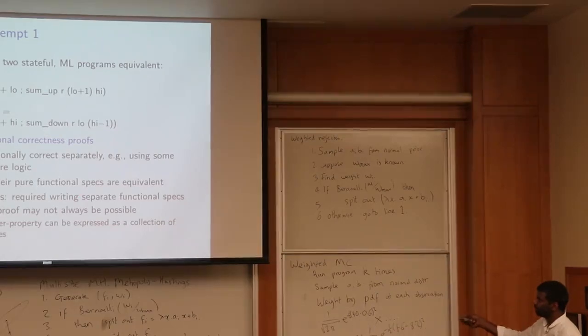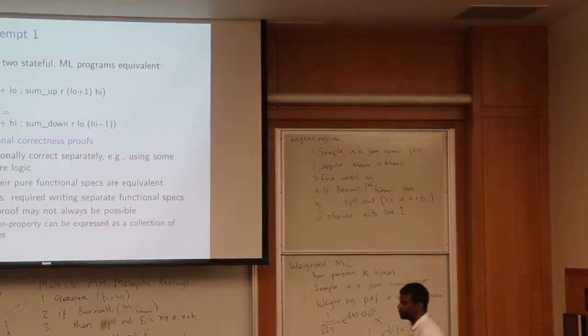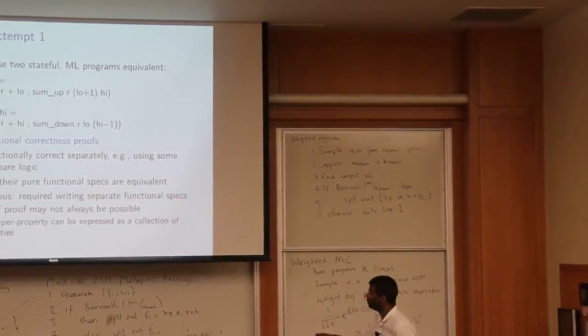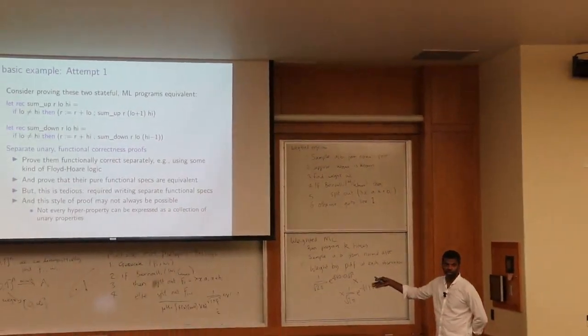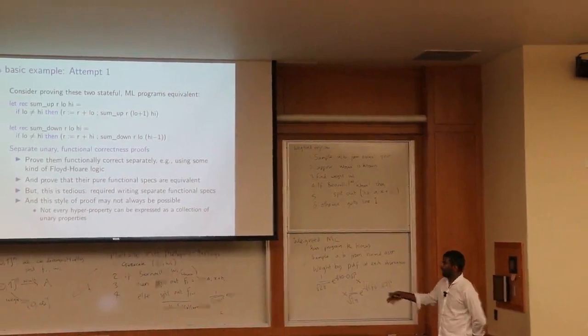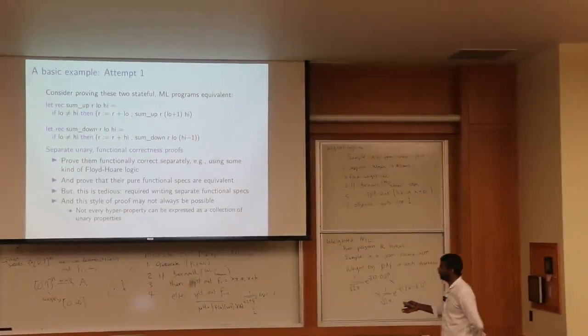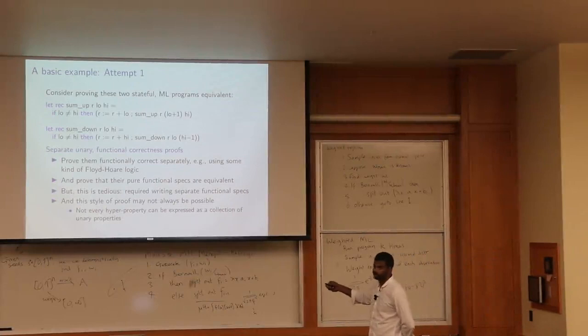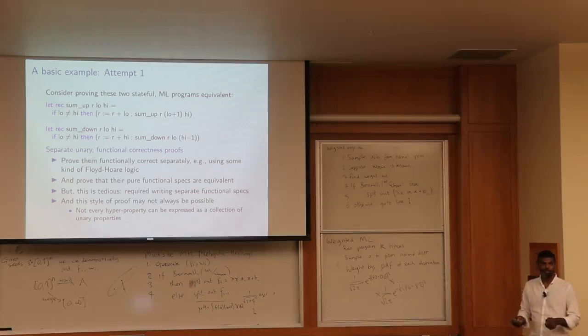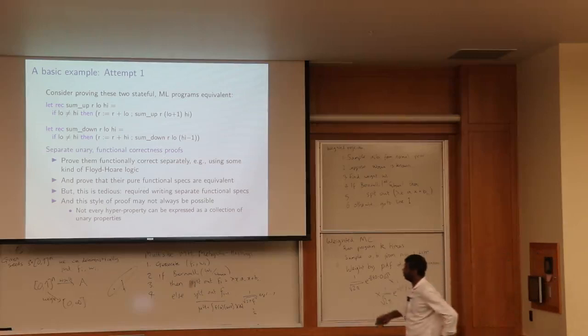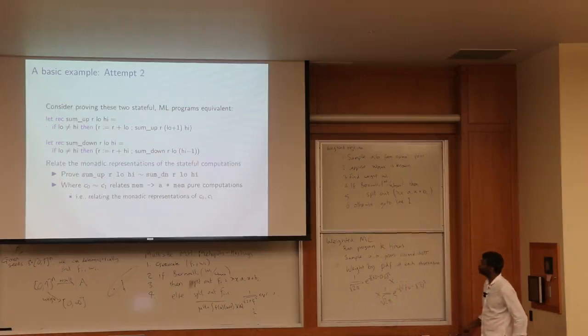Besides, some kinds of properties may not actually be provable this way. So this is essentially saying that if this kind of proof strategy is going to work, then the property that you're after has to be statable as a collection of unary properties. And not every hyperproperty, a property among sets of traces, can be decomposed into a collection of properties about individual traces. So this style of doing proofs is effective at times, but not always.